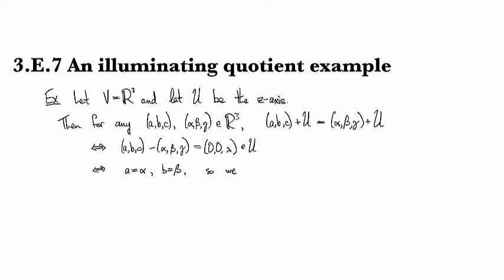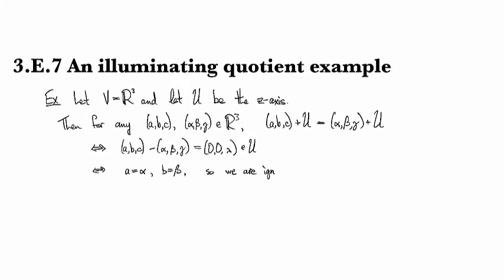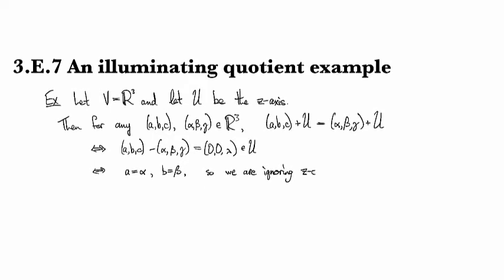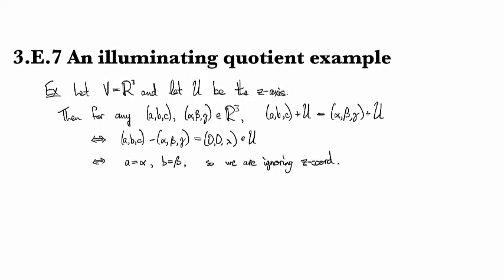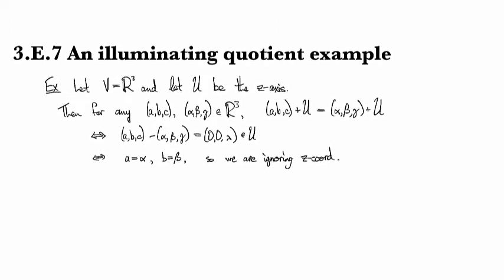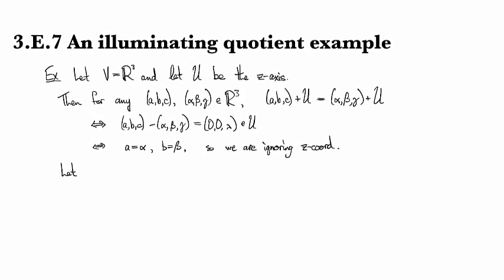So in essence, we are ignoring the z coordinate, right? And that's what we picked for our U. And what we picked for our U is the stuff that we don't care about. Okay, so these two things are equal up to an element of U.